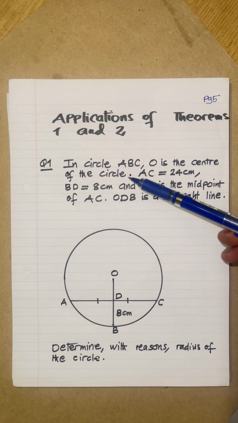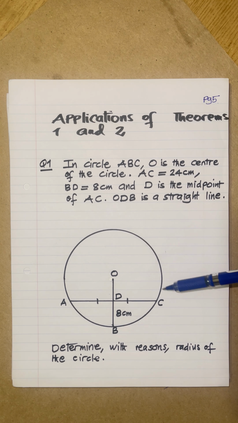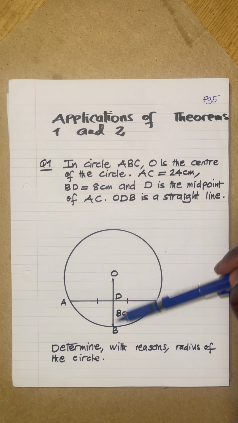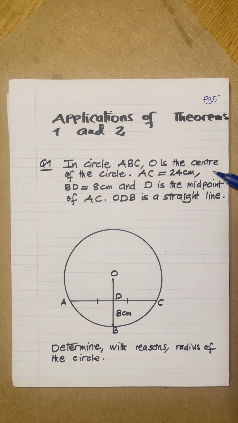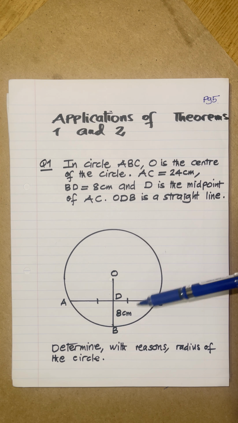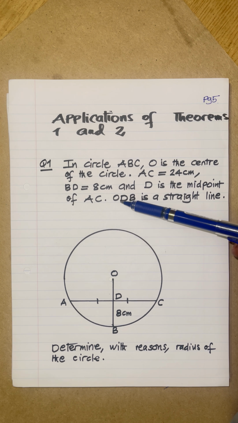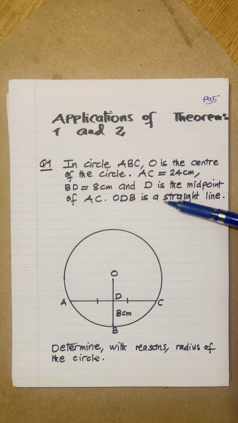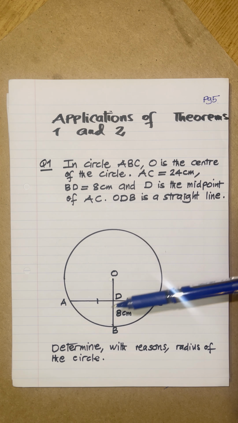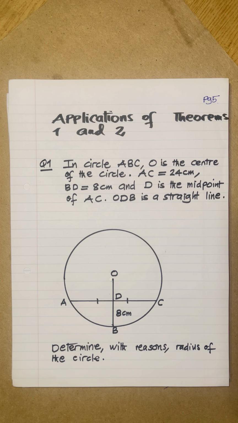So question 1. In circle ABC, O is the center, right? And we're told that AC is equal to 24 centimeters. BD equals 8 centimeters, and D is the midpoint. All right, so that means AD equals CD. We are also told that ODB is a straight line. And because O is the center, you can see that ODB is actually a radius of the circle.